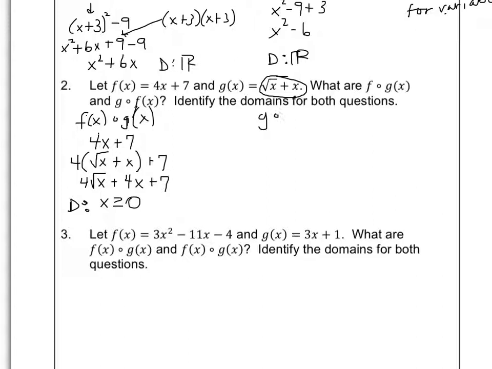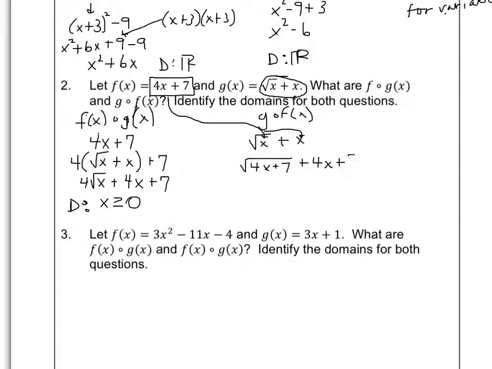The other way, if I go g composition f of x, that tells me I'm putting f into g. So g is the square root of x plus x. So everywhere there's an x, I'm going to substitute this in. Take this, put it in here, and in here. It's going to go in both. So the square root of 4x plus 7 plus 4x plus 7. Now, these again are not like terms, so I can't go any further right now. That's all the further I'm going to be able to go.